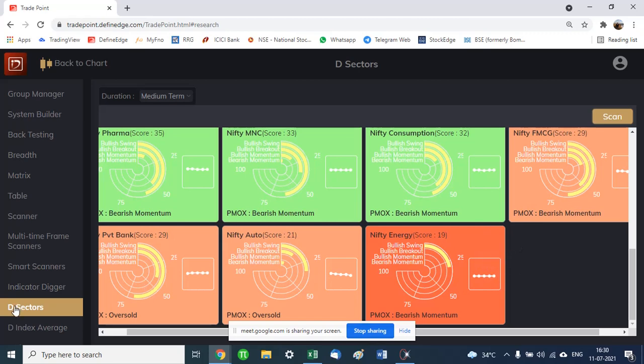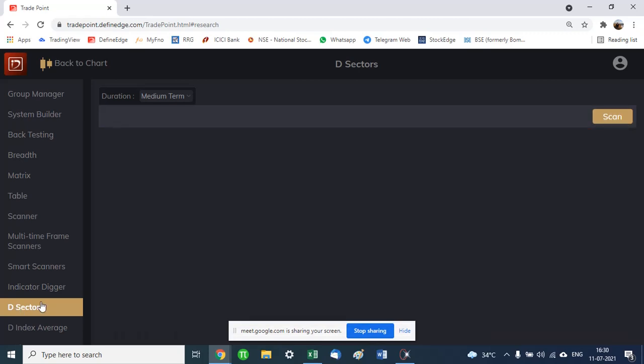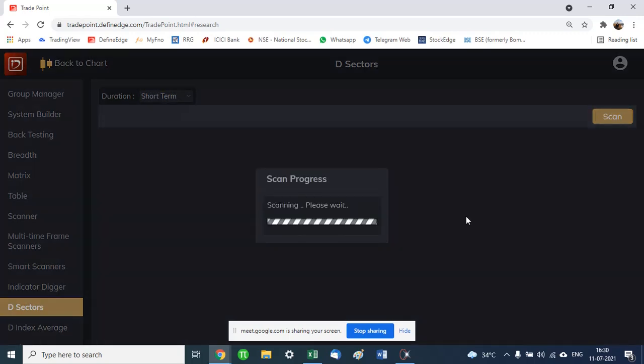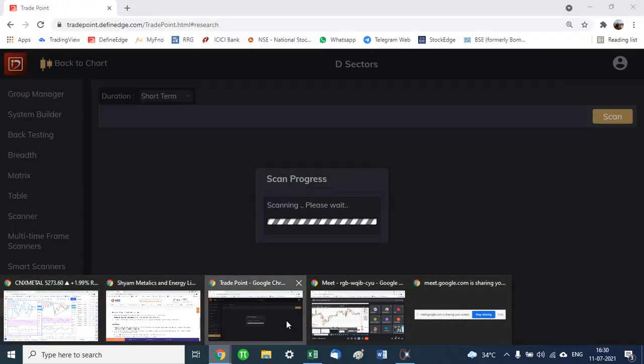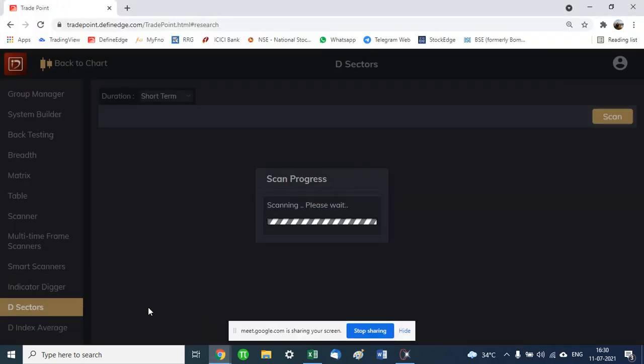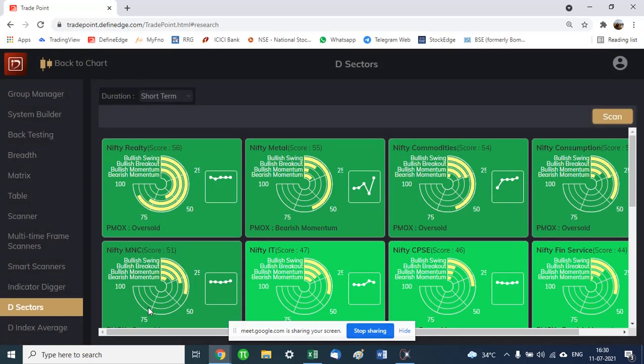So this D sectors is also a facility you can use. You can run this either on a medium term or on a short term or on a long term, depending on your time frame for the trade. And you can find out which sectors are looking bullish and which are looking bearish. So one way of doing that is to plot a relative strength chart, as I have already shown. And the other way, ready-made information, is just to run this scan on TradePoint called D sectors. This will give you that information too.